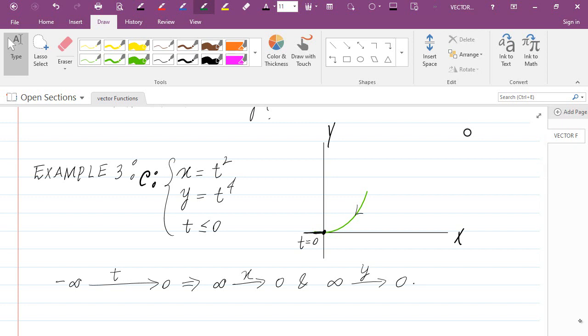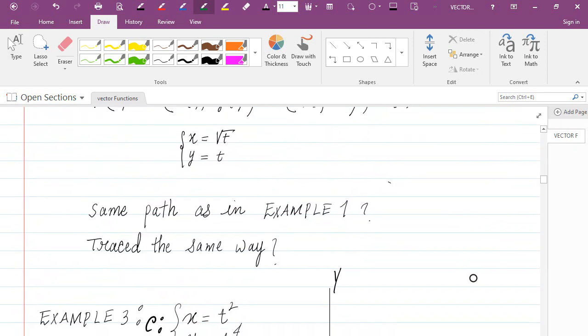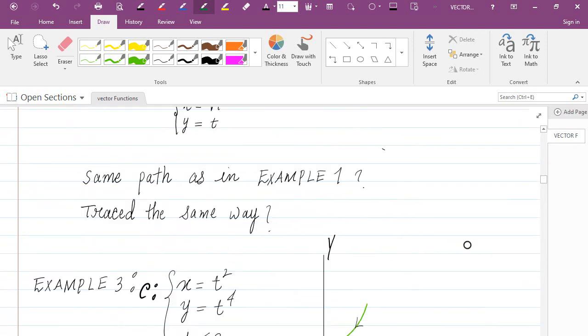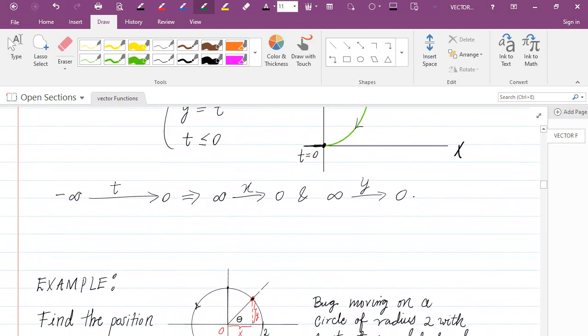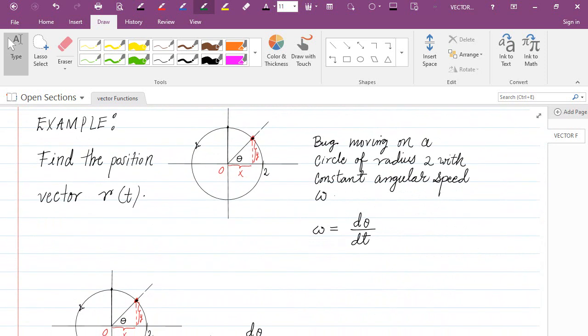Okay, so with that, let me stop with this introduction to vector functions and parametrized curves, and we will be looking at another example in the next video.